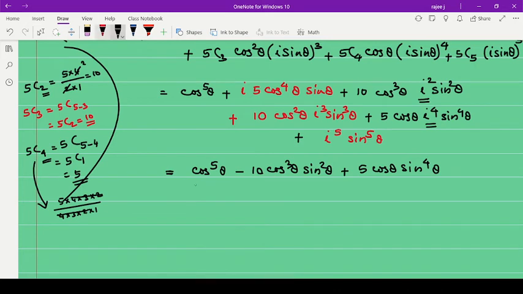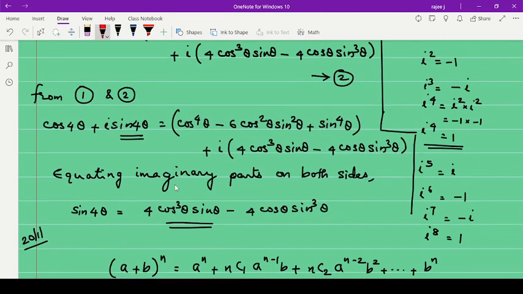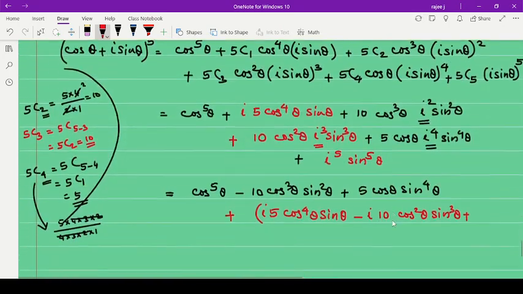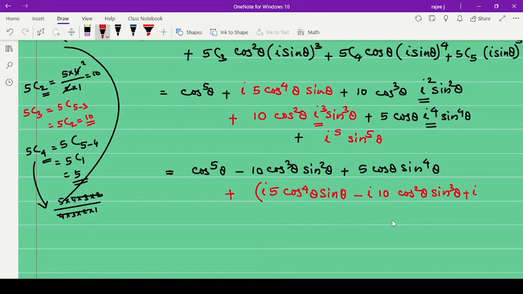And now the terms with i. So plus, here we have an i term, that is i into 5 cos raised to 4 theta sin theta, and now here see i cube. i cube is minus i. So it is minus i into 10 cos square theta sin cube theta, and here i raised to 5. i raised to 5 is i, like I have already given it here. See, i raised to 5 is i. i raised to 4 is 1. So using that, i raised to 5 is i into sin raised to 5 theta. So everywhere there is i, so we can take that i outside.